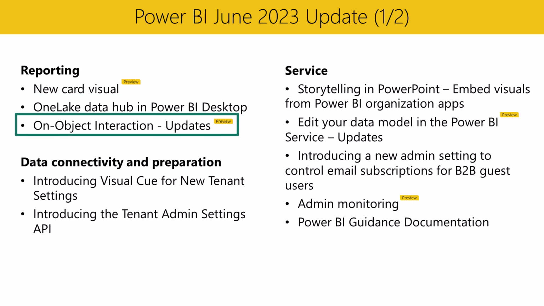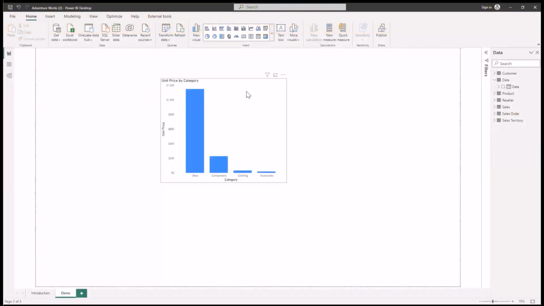Next, we have some updates to the on-object interaction in preview. This month, we released the ability to reattach the build menu as a pane. We're going to hand it over to Roseanne for a demonstration. We're excited to show you the latest improvements for on-object for June. This month, we bring you the top requested improvement, the ability to reattach the build menu as a pane.